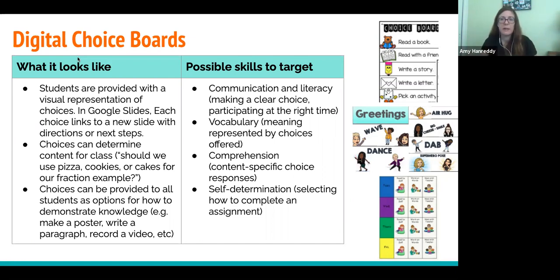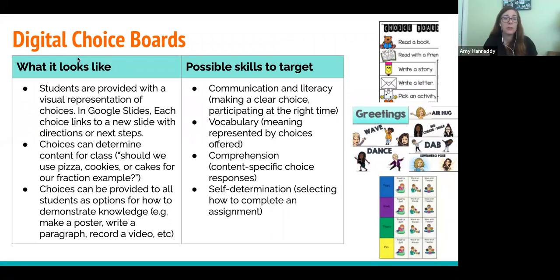The next one down on the right is maybe a student is selecting, given visual choices, how the class is going to do a greeting today. So we're all gonna try dabbing as our way that we're gonna start off our class session.